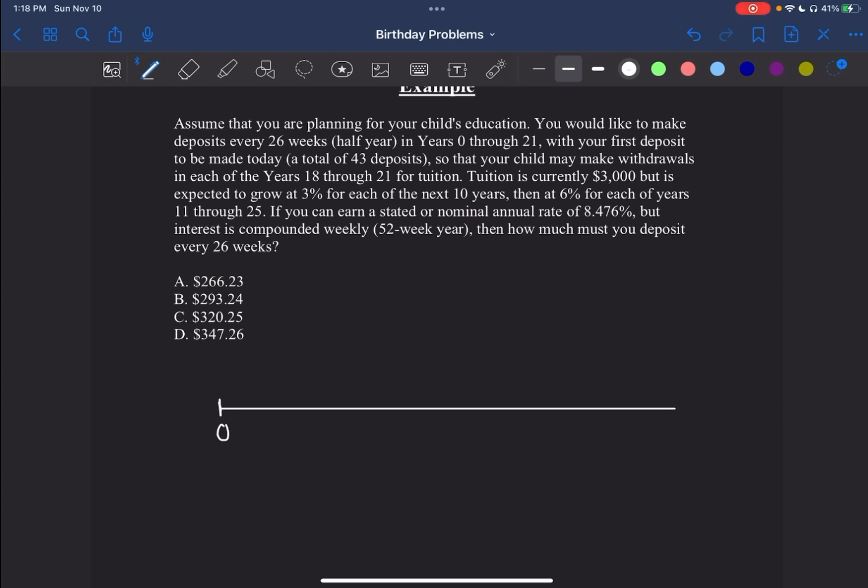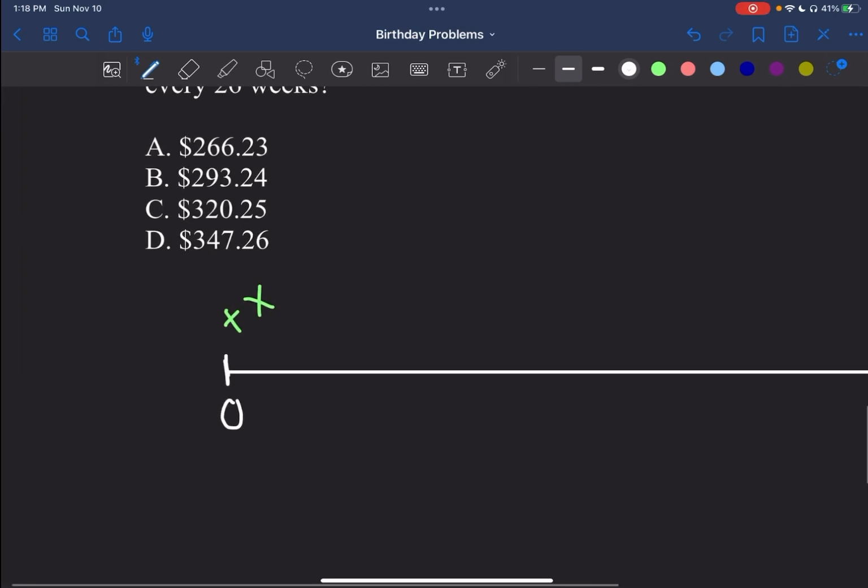So in year 0, we're going to make our first deposit. Year 0 is also today, so it's some X value. We're not sure what that is, and as you see at the end of the problem, this is what we're going to have to figure out. So we're going to be making those every 6 months.